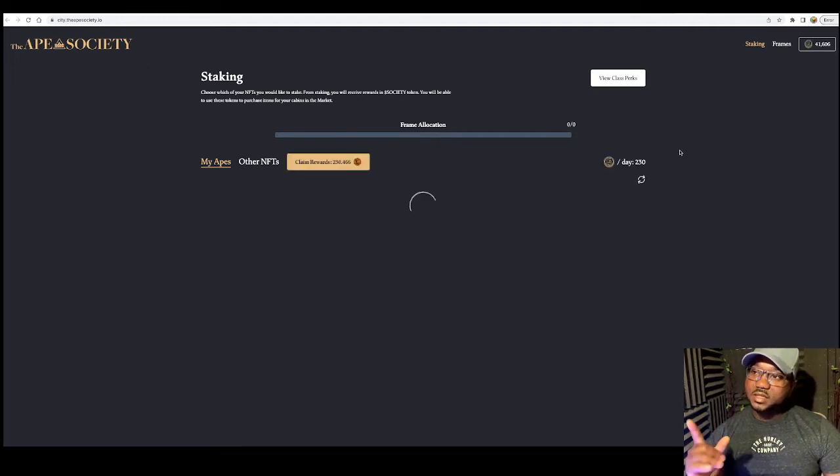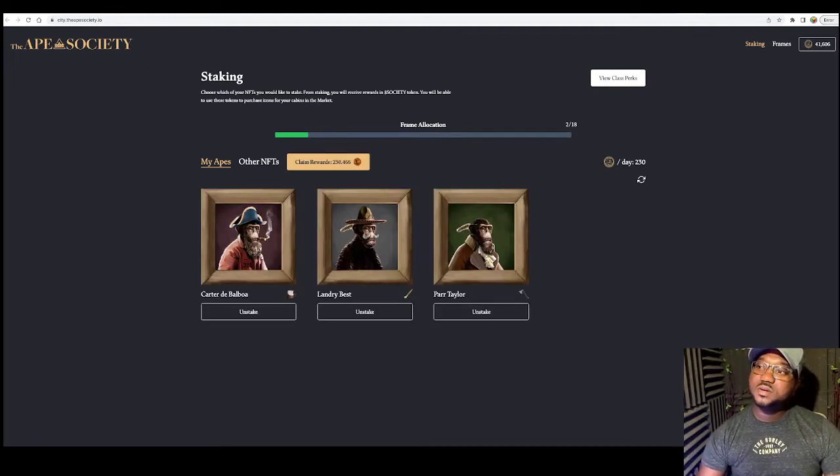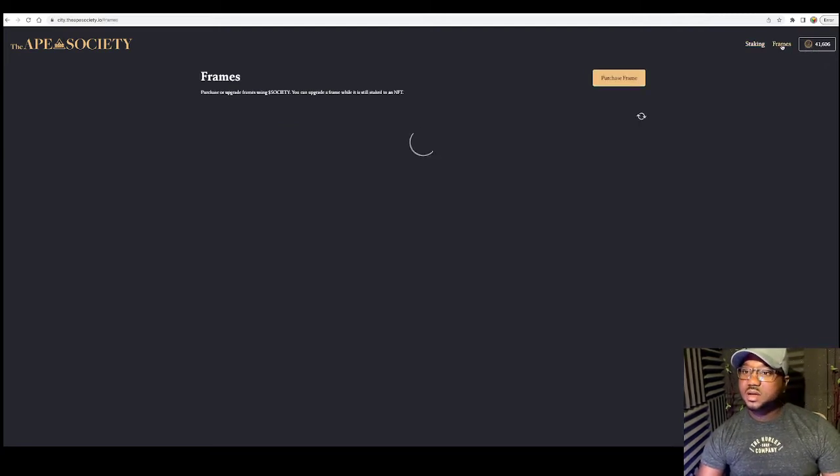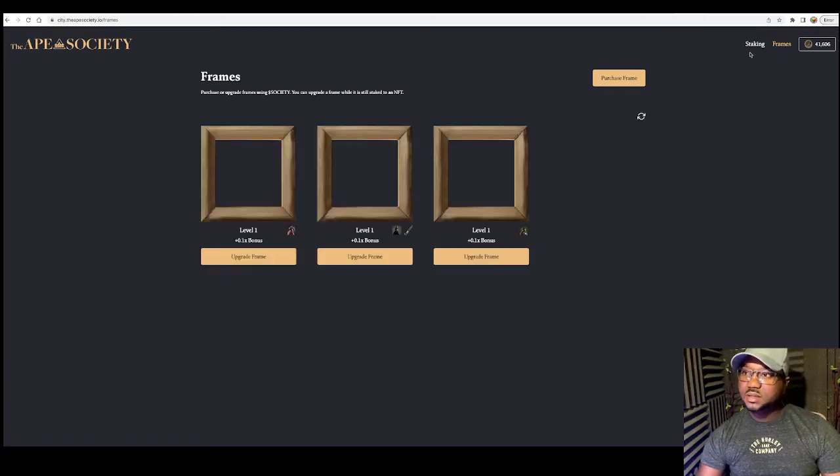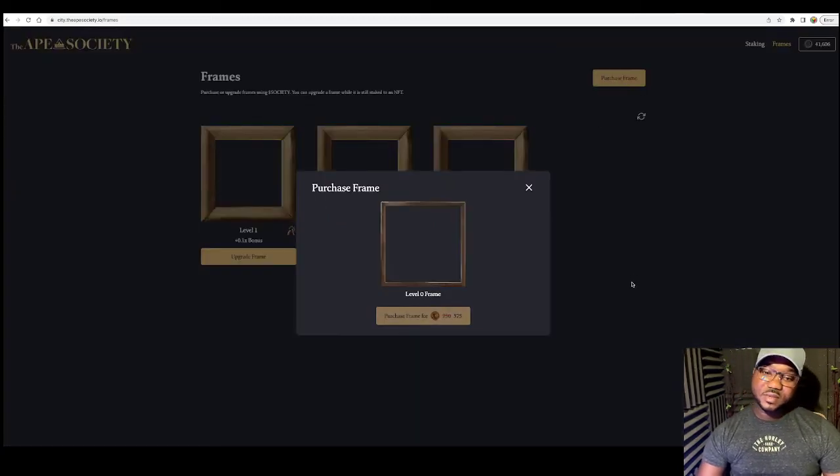You have to connect your wallet over to the side here. You're going to connect your wallet, and then it's going to show you how many society tokens you have. If you go to frames, over to your right, if you click on frames, it's going to show you the frames, and then you can purchase that frame that you want using society tokens, right?